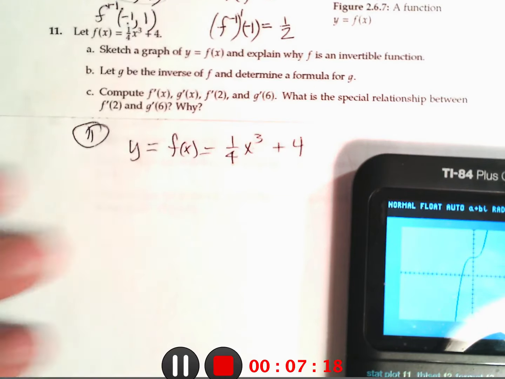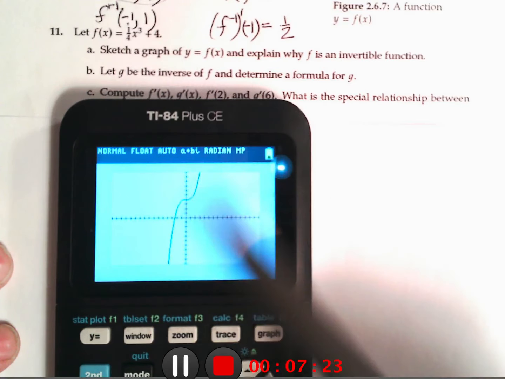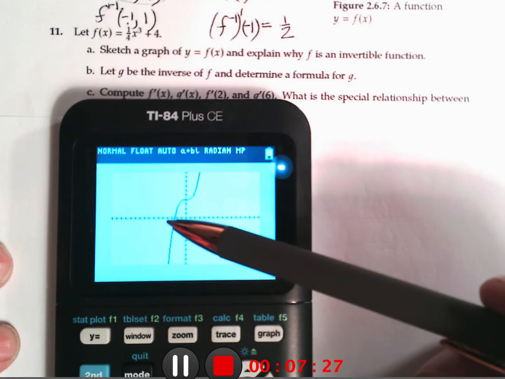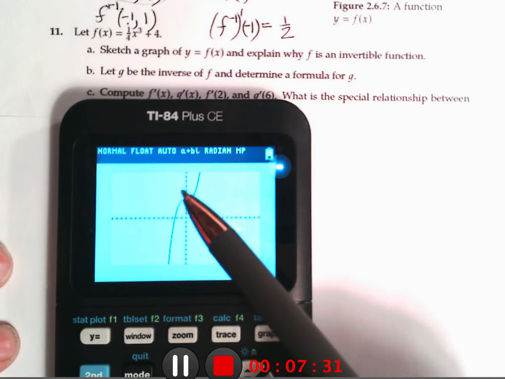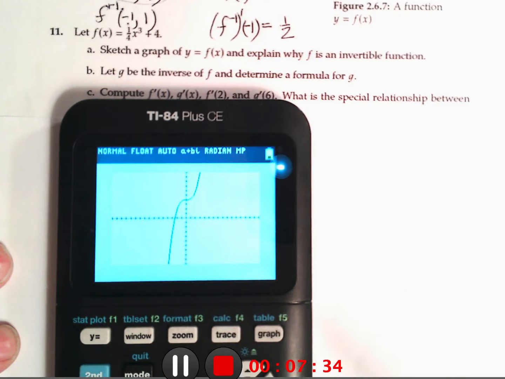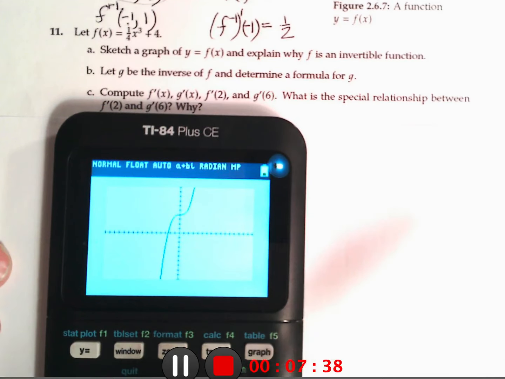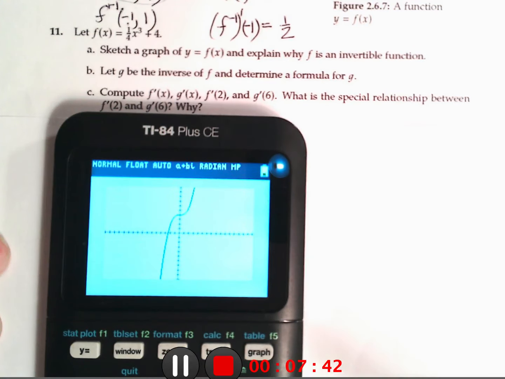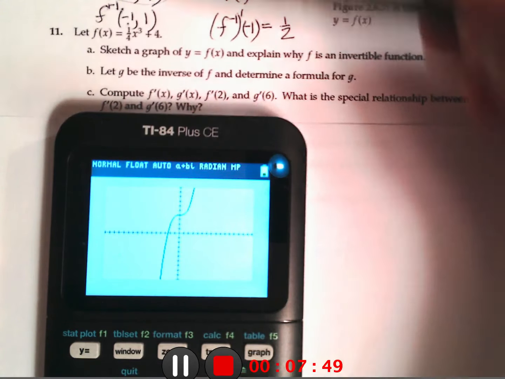And why is this invertible? Well, it is 1 to 1. For every x there's 1 y, and for every y there is 1 x. So it's 1 to 1. It passes the vertical line test, and the horizontal line test is another way to say it. And there are values for all x's and values for all y's, so it's onto.